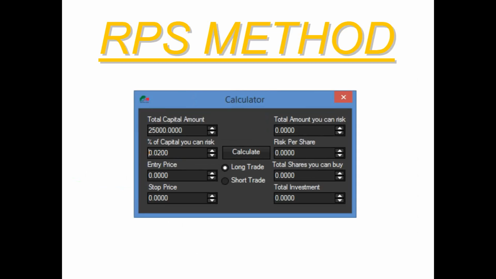Now, you can risk less if you want. You can risk 1%. You can risk half of 1%. Most of the time, I basically risk about 1% of my capital. It's up to you, but the benchmark is 2%. You shouldn't go over that if you don't have to.